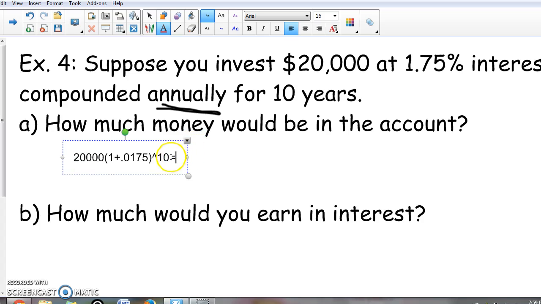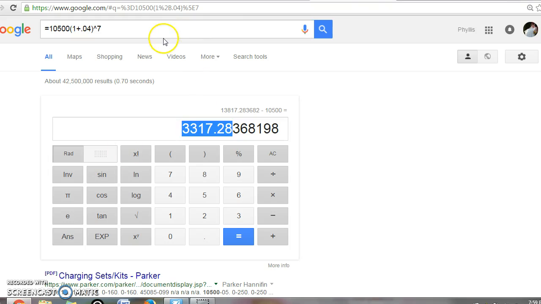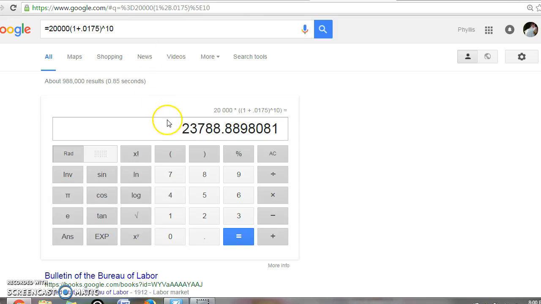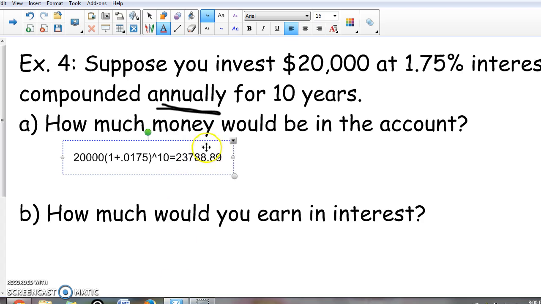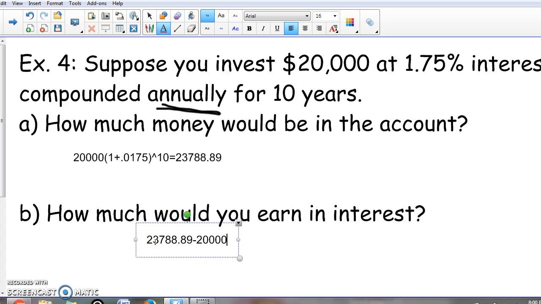You're going to type that in your calculator, and you're going to get $23,788.89, because you're going to round that 9 up properly, because that 9 says to round that up to 89. So I'm going to write that down. Then you take this amount, subtract it from the $20,000, and you're going to get that you have $3,788.89 that you made in interest.